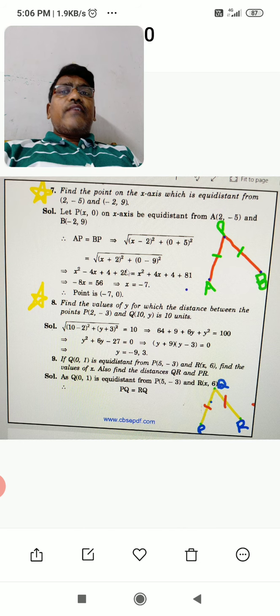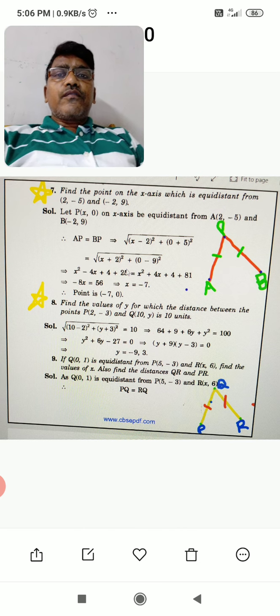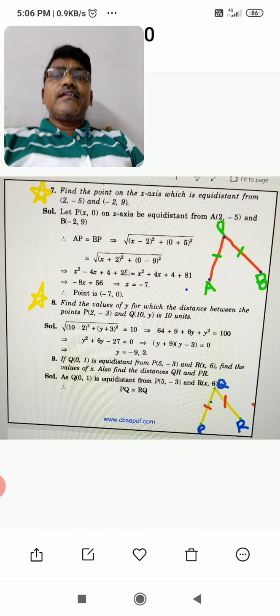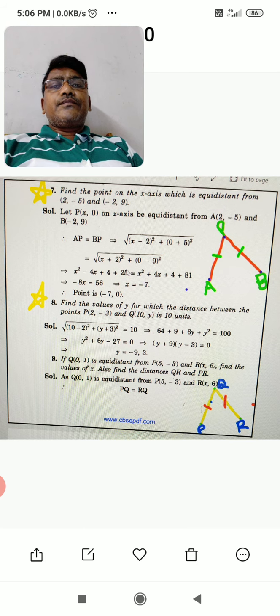So y is already 0, so our point on the x axis is P of minus 7 comma 0. That is only what we want to find in question 7. You can read the question again: find the point on the x axis. What do we take? x comma 0. We find the value of x, that is minus 7. You need to show it in coordinate form, I mean the point is minus 7 comma 0. Clear answer. Okay, here 7, 8, 9, 10 are the same models.